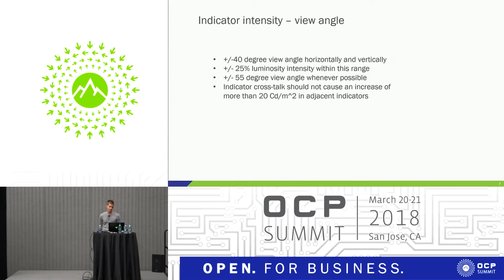Next, crosstalk. We have a specification here saying that crosstalk should not cause an increase of more than 20 cd per meter squared in adjacent indicators. As to say you have two lights next to each other, and one turns on and the other remains off, we want to measure no more than 20 mcd increase in the adjacent indicator. And that's basically the minimal amount that you'll be able to actually tell.